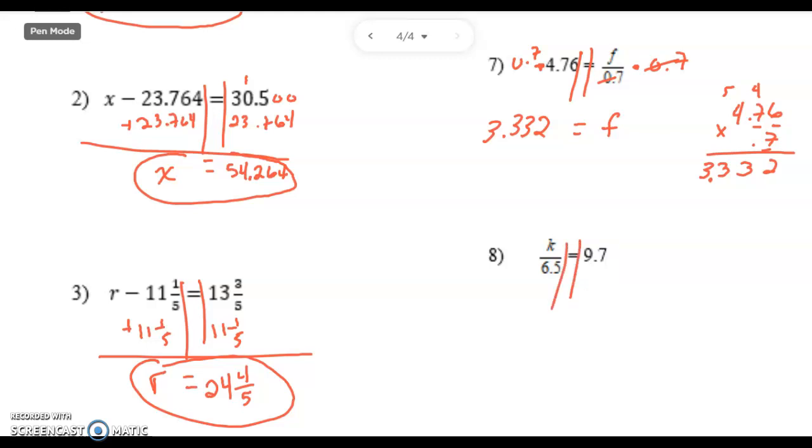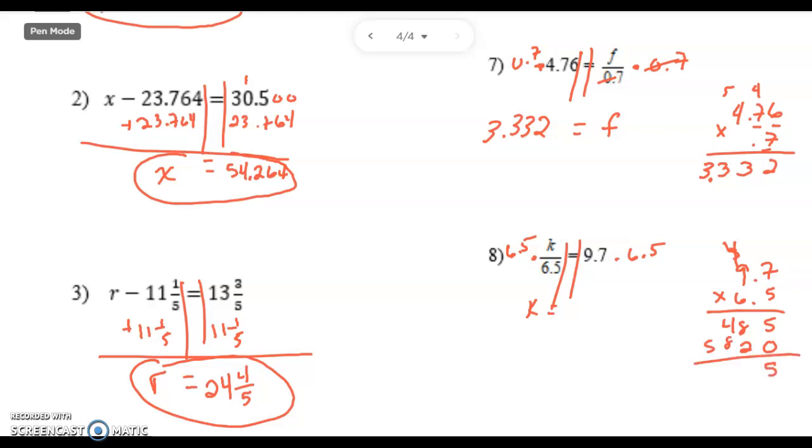Number 8. Draw my wall. The opposite of dividing by 6 and 5/10 is to multiply both sides by 6 and 5/10. Multiply by 6 and 5/10. So K equals, all right, let's come over here, 9 and 7/10 times 6 and 5/10. 5 times 7 is 35, carry my 3. 9 times 5 is 45, plus 3 is 48. Placeholder. 7 times 6 is 42, carry my 4. 9 times 6 is 54, plus 4 is 58.